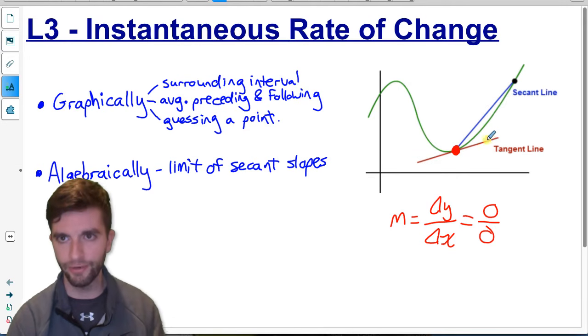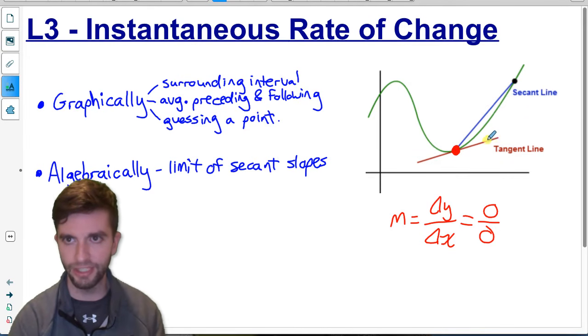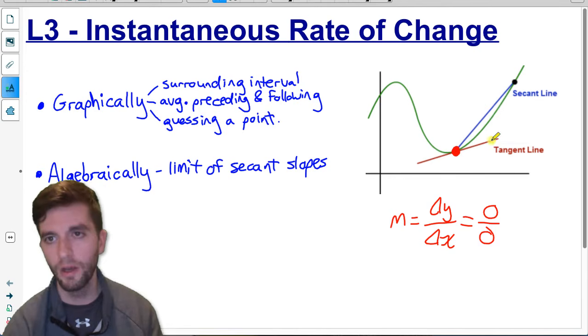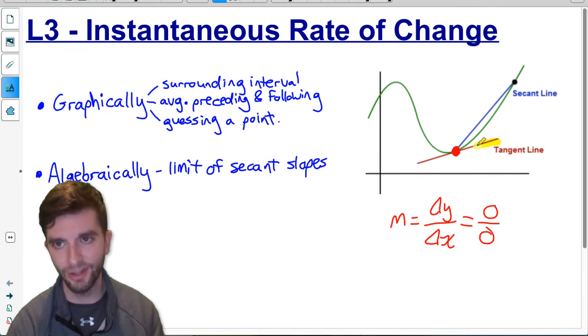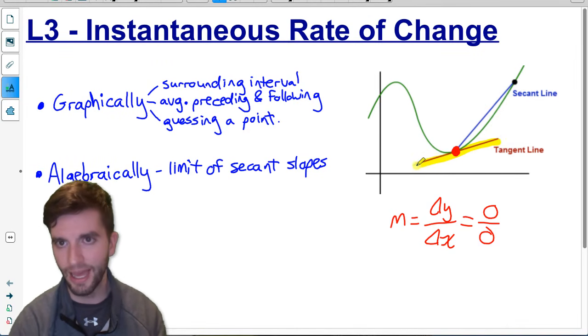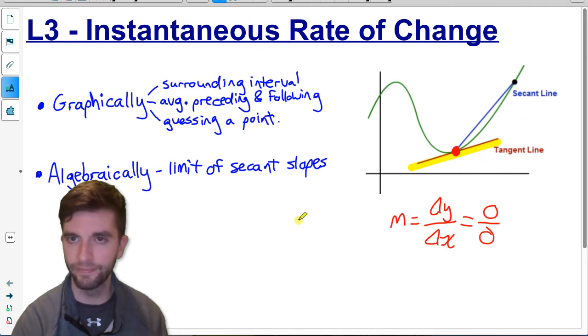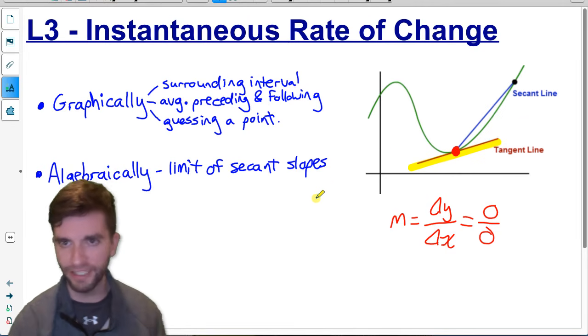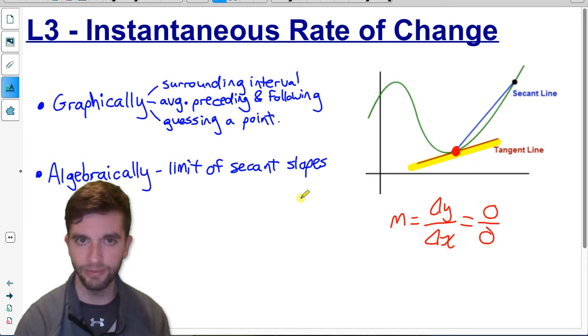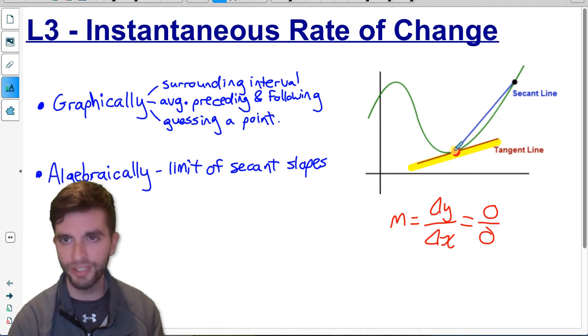In this lesson, you're going to figure out that the instantaneous rate of change at a point can be represented by the slope of a tangent line that touches the function at that single point. So if we could figure out the slope of that tangent line, we would know the instantaneous rate of change. But how do we find the slope of the tangent line?